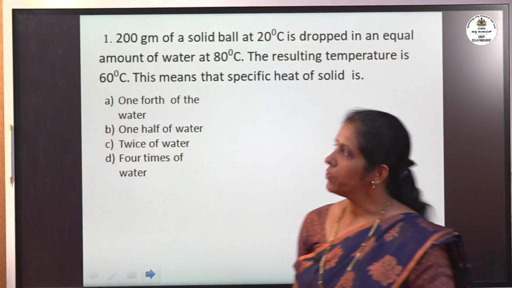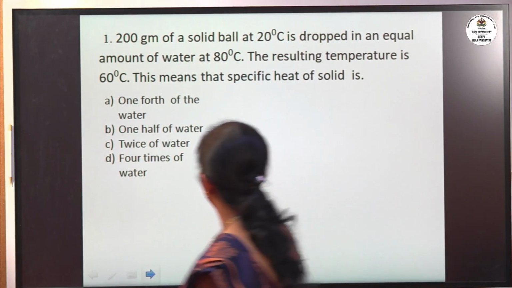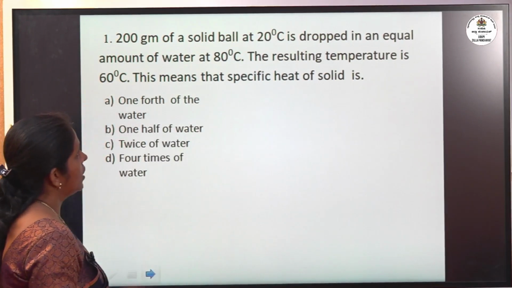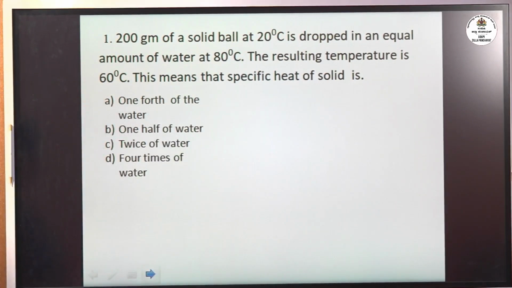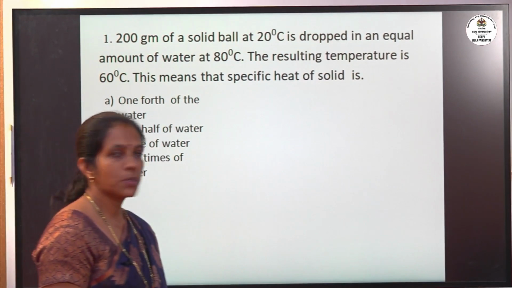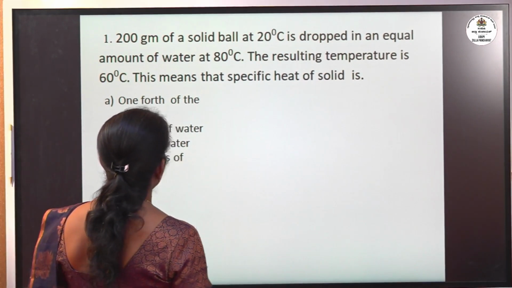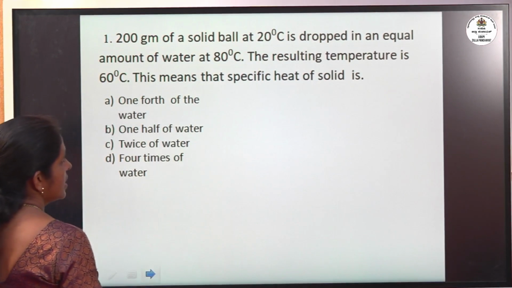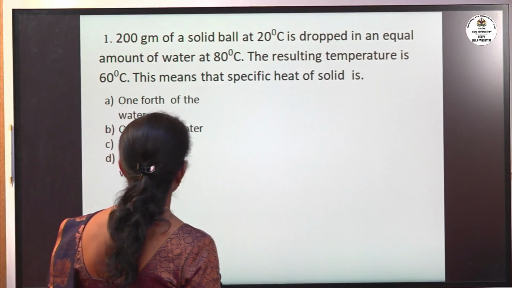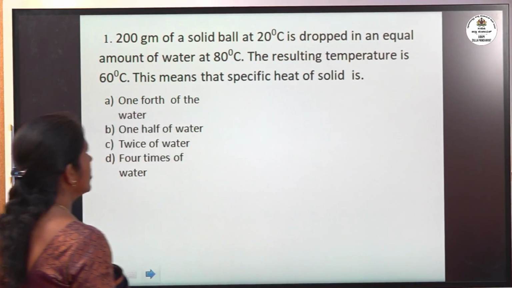Let us see the first question. 200 gram of solid ball at 20 degrees Celsius is dropped in an equal amount of water at 80 degrees Celsius. The resulting temperature is 60 degrees Celsius. This means that specific heat of solid is.